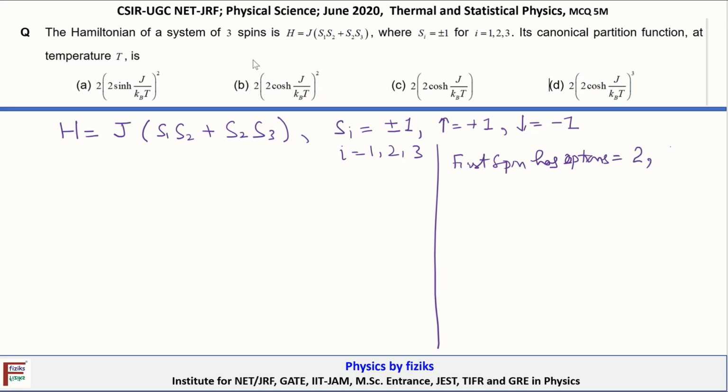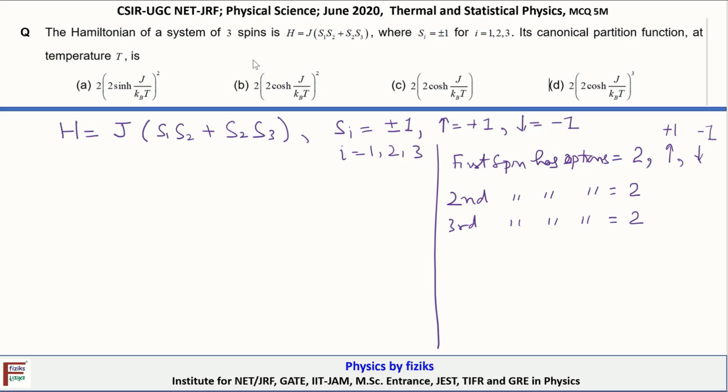What are those options? Either up or down. So we are calling this +1 and this -1. Similarly, the second spin has 2 options. Similarly, the third spin also has 2 options, up and down.